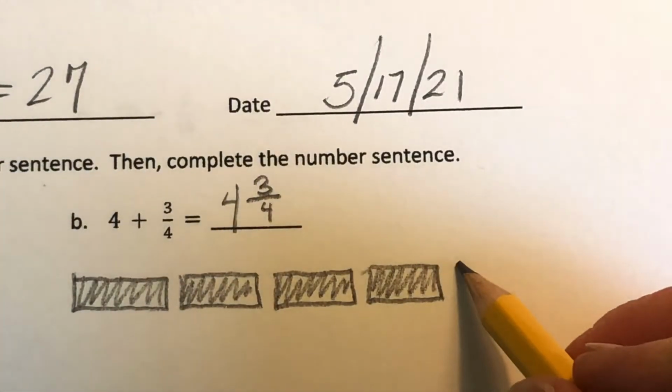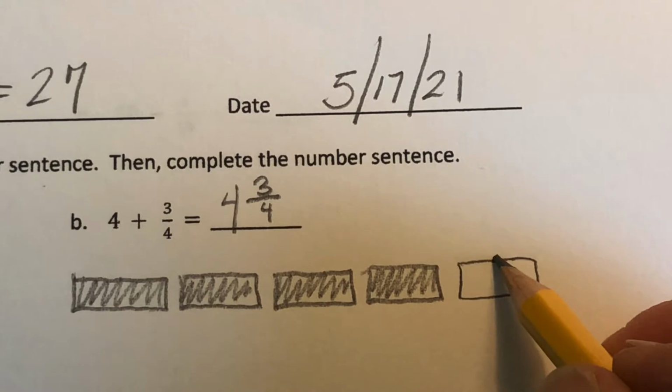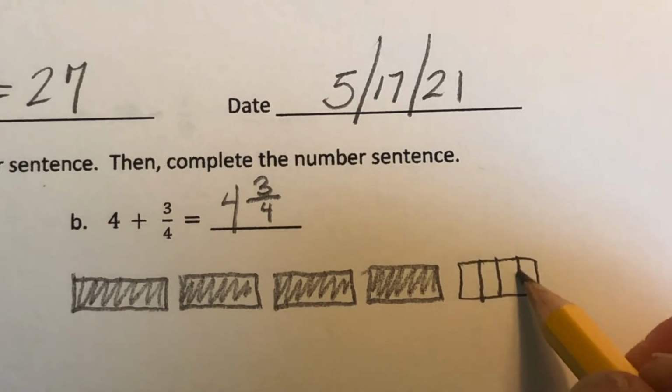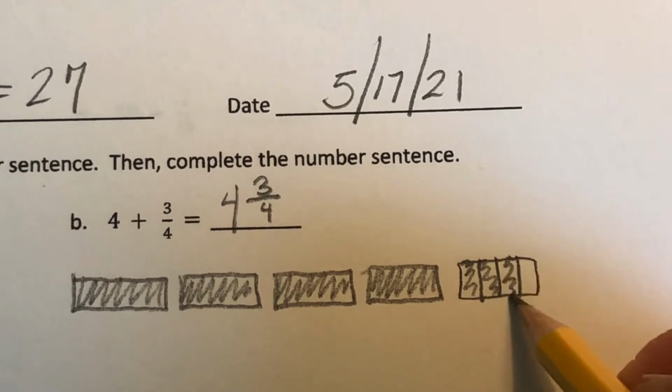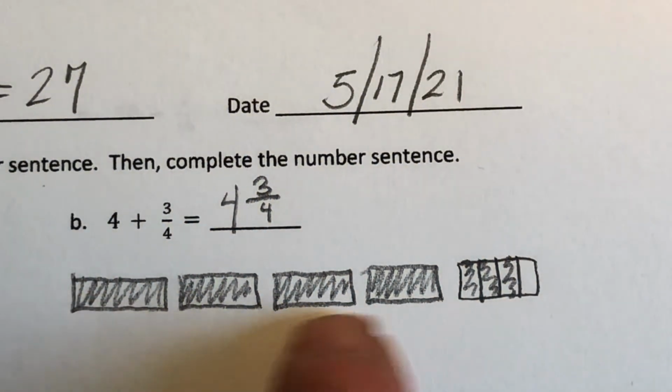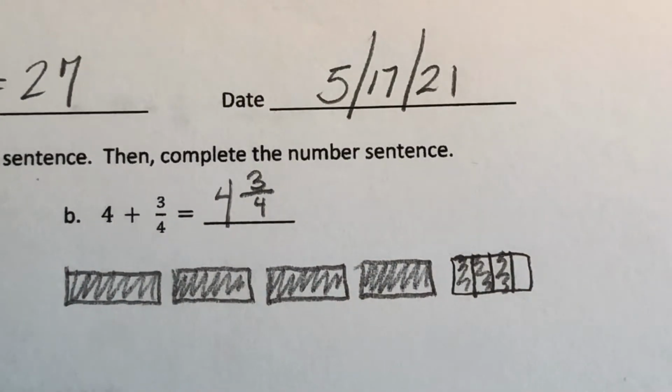So I'm gonna draw another one, a 5th one, same exact size. I'm gonna cut this one into 4ths. Okay? And I'm gonna shade in just 3 of those 4ths. So if I add those together, I get 1, 2, 3, 4, and 3/4. Turns out to be a mixed number like that, okay? See how that works? All right.